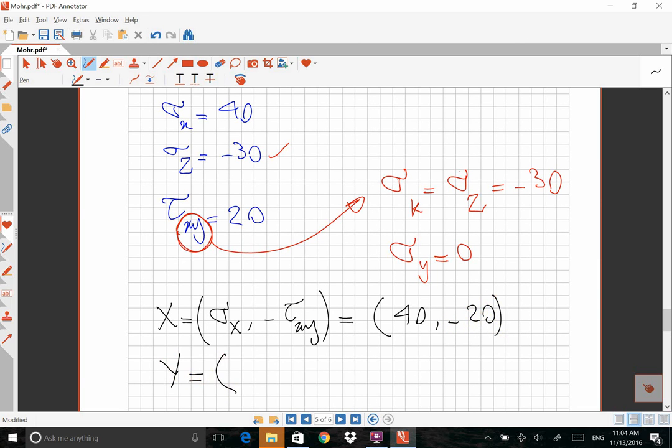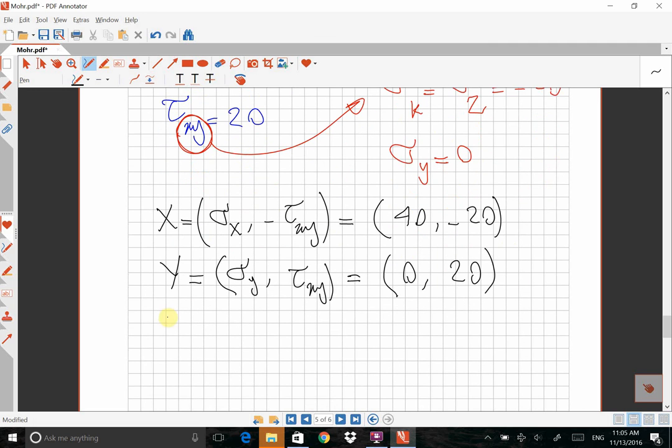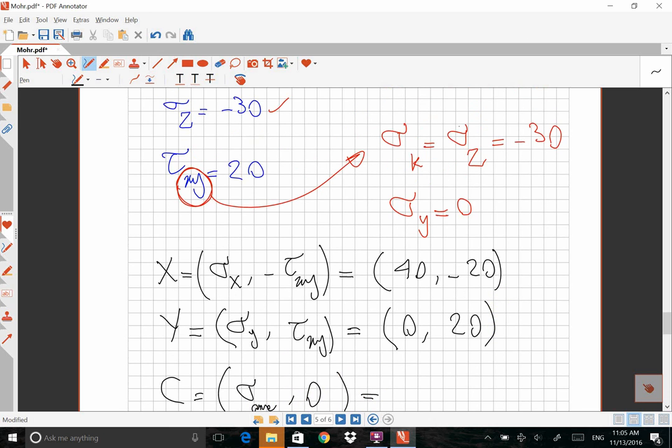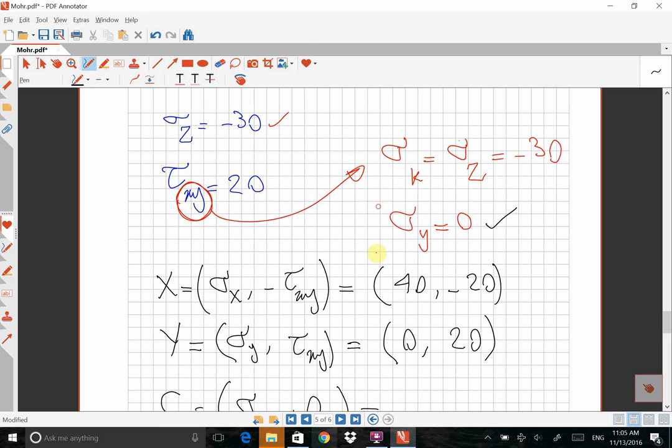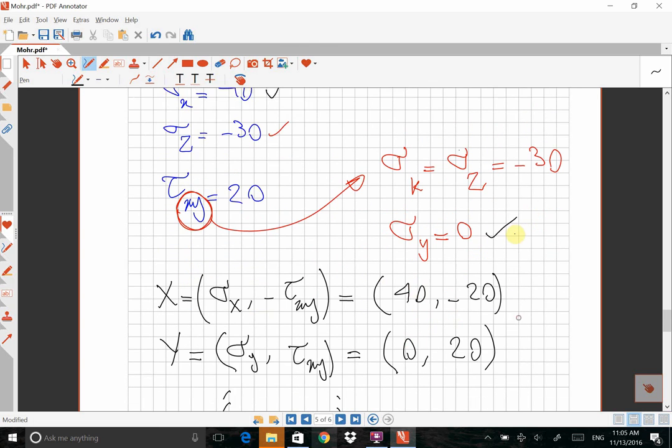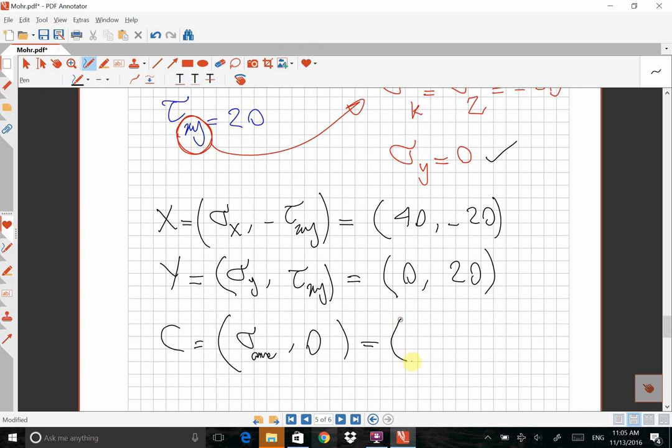Point y is sigma y, which is 0. Okay, I'm gonna write the equation sigma y and tau xy. Sigma y, which is 0, tau xy is 20, and the center is the average, sigma average, and 0. The average between sigma y and sigma x, 40 plus 0 divided by 2 is 20, so that is 20 and 0.